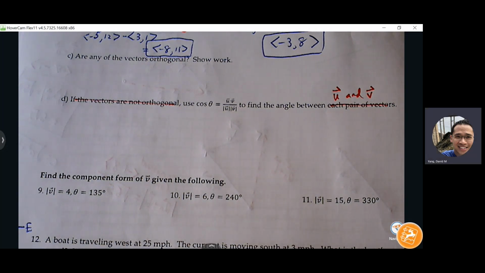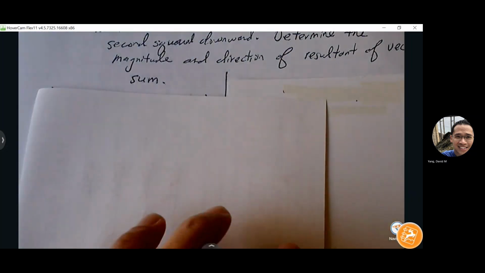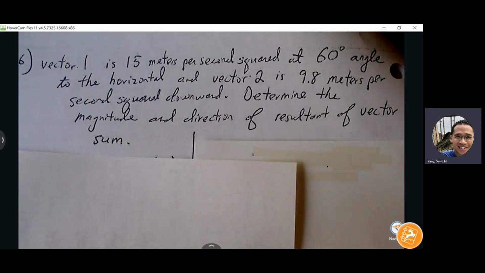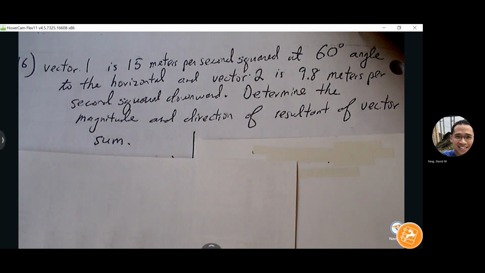Okay, everybody okay with 15? Okay, here's 16. Again, it's not in your packet, but I have it up here on the board. Everybody go with 15?